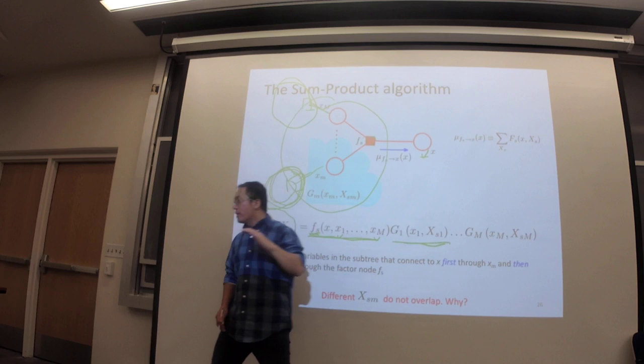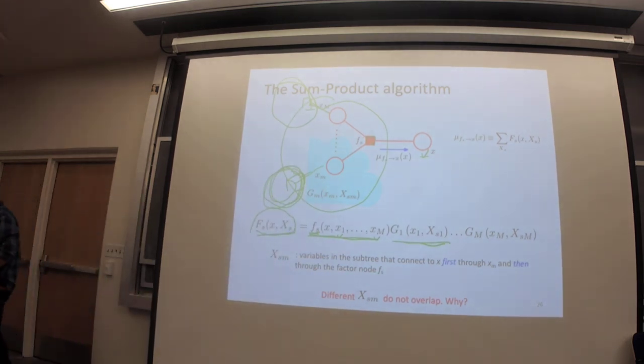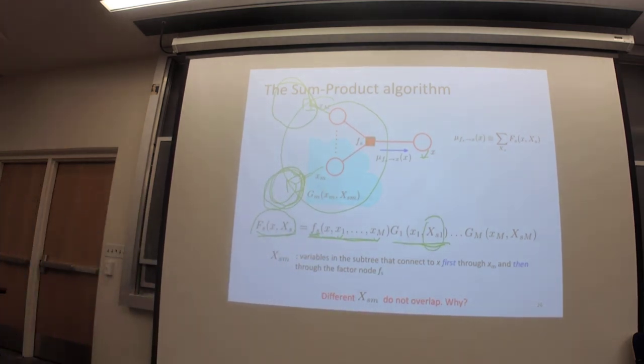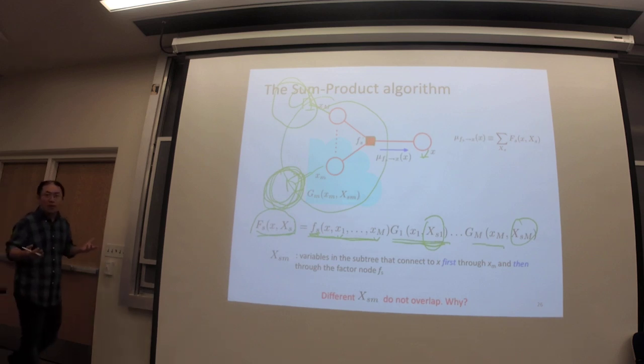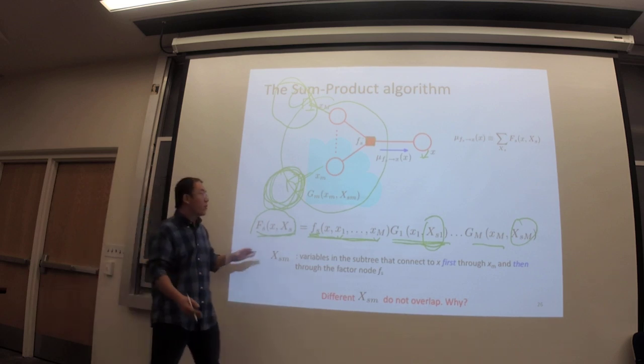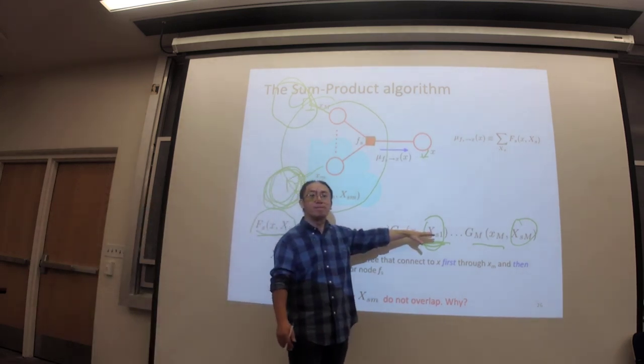And fortunately, because of the tree structure, those variables in different subtrees are not overlapping with each other. Why? Because if they were overlapping, you would still get a cycle. So that means these terms are totally decomposable. They are independent. You can calculate them one by one.